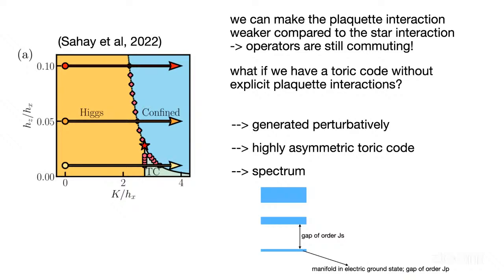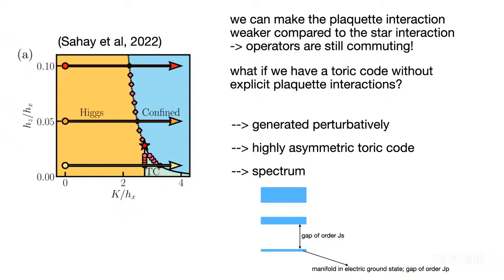My plaquette terms were sigma X operators. I no longer have them, but I still have a magnetic field in sigma X. Now you can imagine that there is a perturbative process in 4th order that brings me around the plaquette. So it will go as sigma X to the 4th. So it will generate these plaquette terms, even though they're not originally there. The consequence of this is that the strength of the plaquette term and the strength of the star term are vastly different. The star term will be of order 1, the plaquette term will be tiny, 4th order perturbation theory.